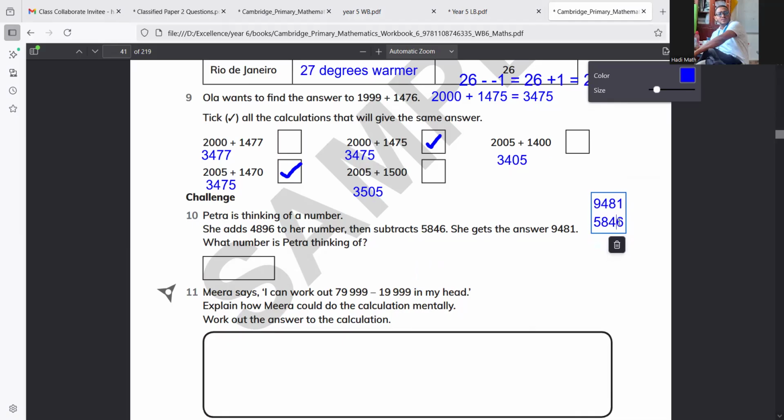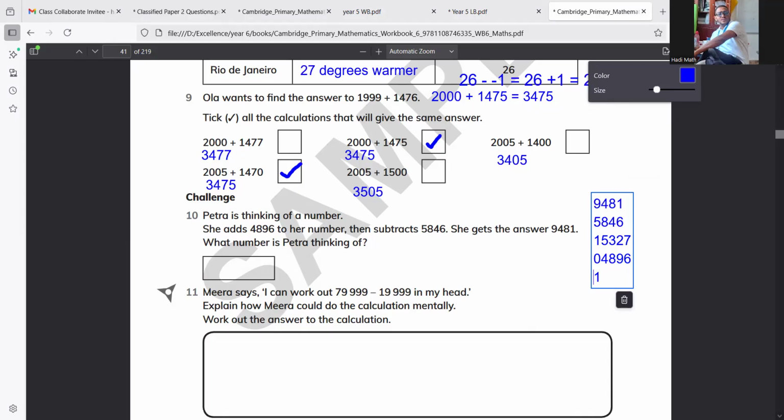When you add it, go see the answer. What is it? 1 plus 6 is equal to 7. 8 plus 4 is equal to 12. Carry over 1. And 1 plus 4 plus 8 is equal to 13. 3 carry over 1. And 1 plus 9 plus 5 is equal to 15. Then we say she adds that number, which is 4,896. Then you're going to subtract it. You subtract 4,896.